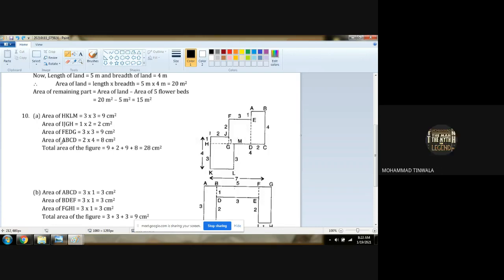That's the area of ABCD. ABCD is this. That is a rectangle, so the area will be length into breadth. 2 centimeters will be the length and the breadth is 4 centimeters. So 2 into 4, 8 centimeters square. Total area of the figure: 9 centimeters square plus 2 centimeters square plus 9 centimeters square plus 8. Total area will be 28 square centimeters. Is that all clear? How we have to go through it?